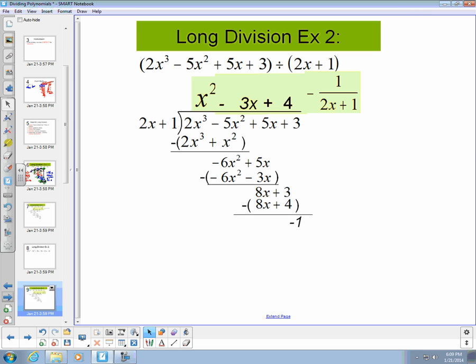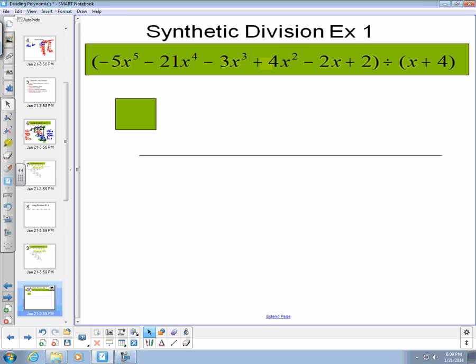Now, long division is fine, and sometimes we have to use it, like on the second example. But sometimes we need a faster method, and there is a faster method to divide. It's called synthetic division. Again, you should have done this in Algebra 2, but if you don't remember, we're going to write the steps down again. Synthetic division is a way to get the answer without actually dividing anything.